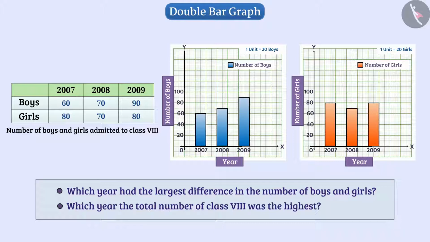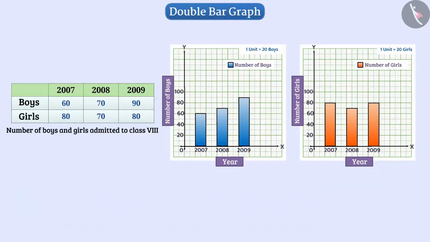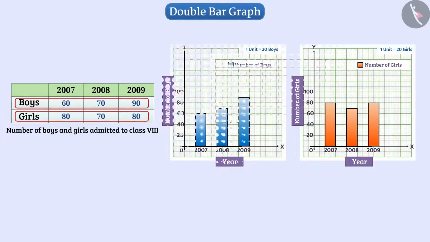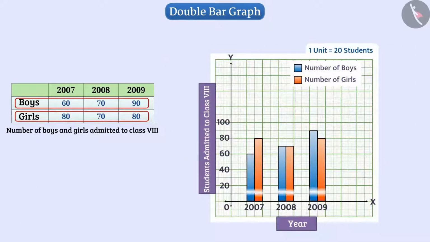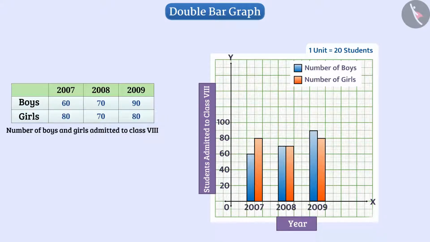In such a situation, a double bar graph is helpful. In this, we represent two sets of data on the same graph as pair of bars. In the pair of bars, one bar represents one group of data and the other bar represents another group of data. Let us know how this double bar graph was drawn for the given data.